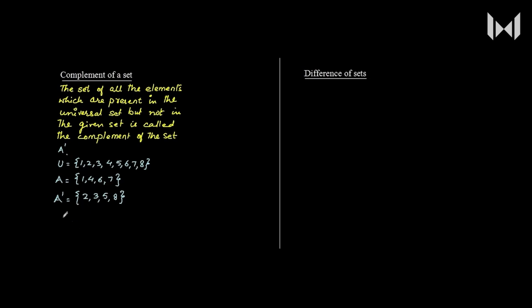Now mathematically speaking, if X belongs to A, X belongs to U, it implies X does not belong to A complement, and vice versa. That if it is in A complement and it is in U, then it is not in set A. Now the properties of the complement.